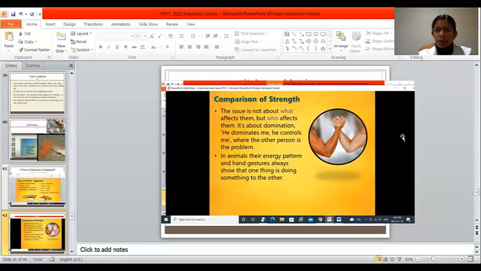So the comparison of strength, the issue is not about what affects them, but who affects them. So it's all about domination. He dominates me, he controls me. So here in this case, the problem lies with the other person. So she always told, my mother-in-law is a problem. I cannot bear her, I cannot stand her. She is the only problem in my life.